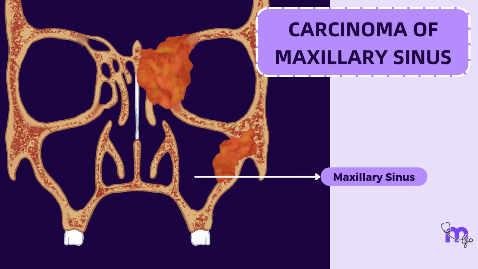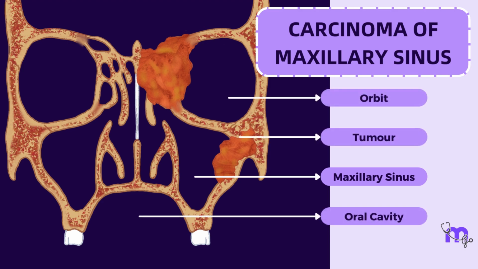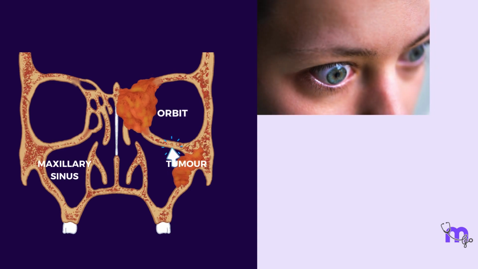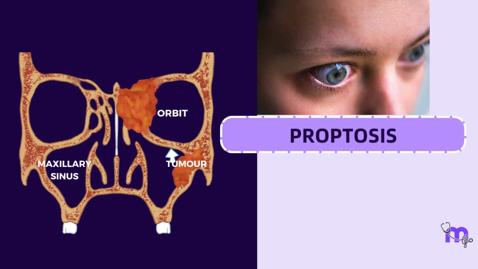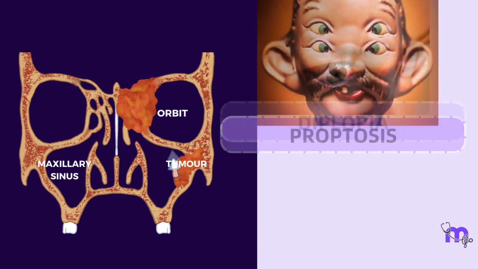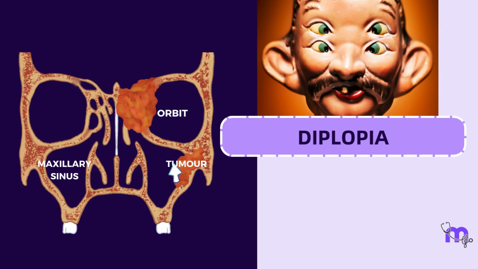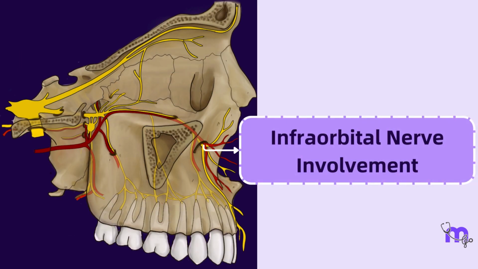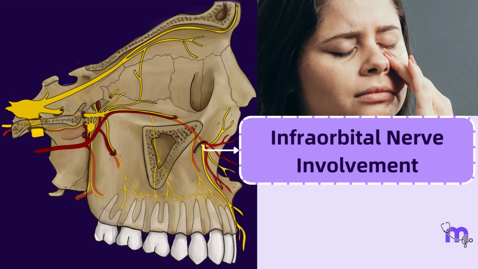In cases of carcinoma of the maxillary sinus, which arises from the mucus lining, there are specific signs and symptoms associated with the invasion of the carcinoma into surrounding structures. For example, upward invasion into the orbit can displace the eyeball, leading to proptosis or protrusion of the eyeball, and diplopia or double vision.